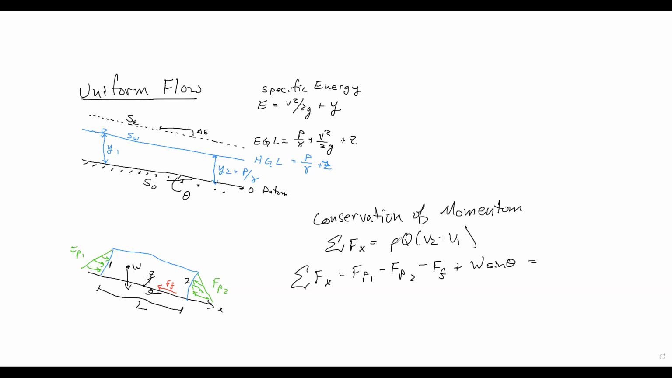What is this term going to be? It's going to be 0 because V1 is equal to V2 under uniform flow conditions, right? We're not changing velocity, so that's equal to 0. So everything, quote unquote, is in balance. These are going to be equal and opposite the two pressure terms, so we can cross those out because the flow depth is the same. So what we end up with is that the force of friction is equal to weight sine theta under uniform flow conditions.